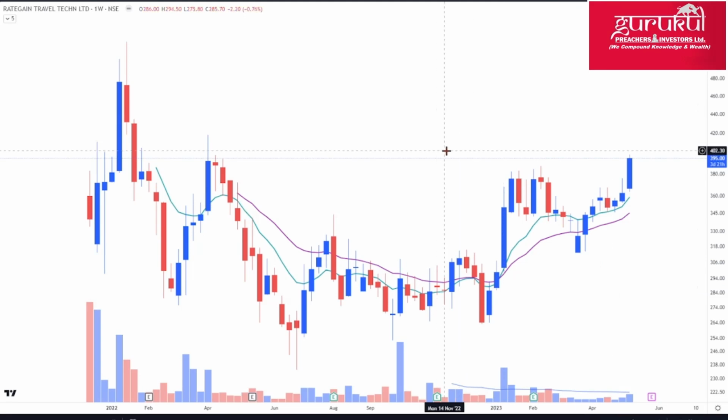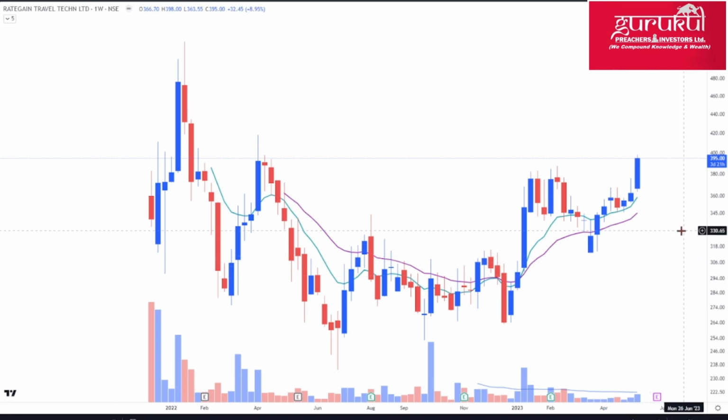So let's start our analysis. You can see this is the Red Gain chart. So the inception or the IPO date was approximately 13 December 2021. Until now, it has once tried to move up and thereafter it was into a basing, right?